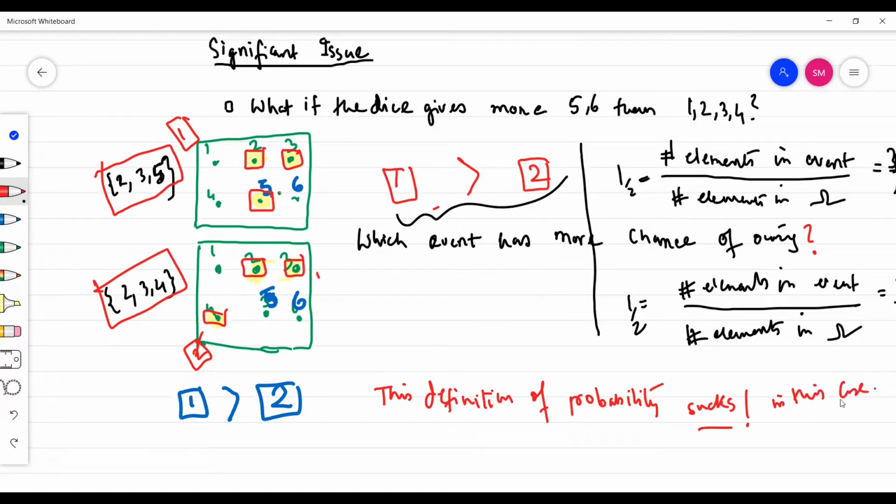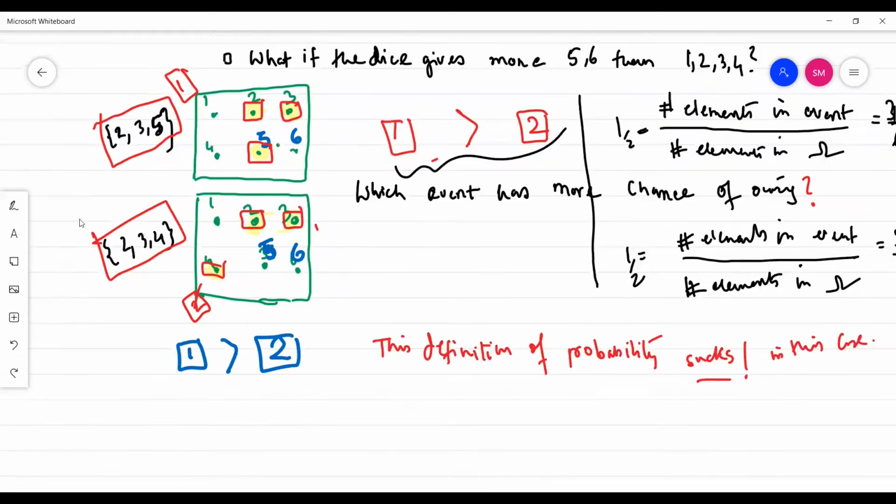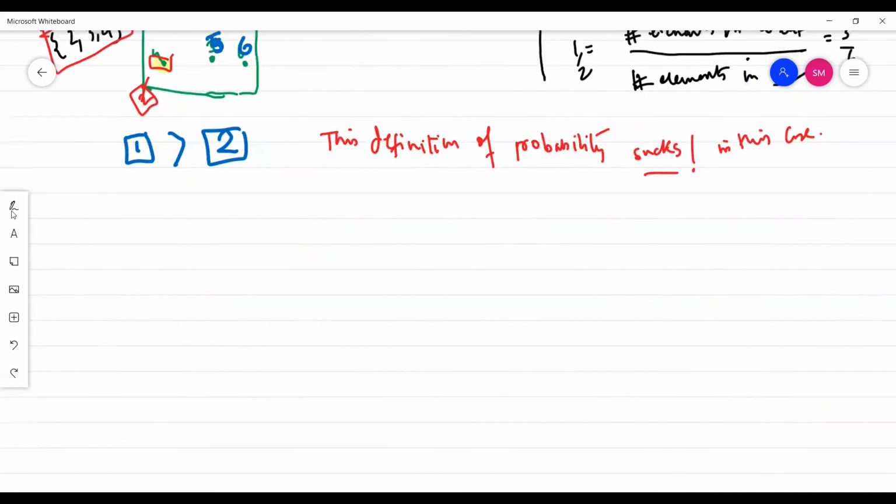So what will we do? We need another definition. We need some other definition. This is called the classical probability approach. So we need something else, and this is where the mathematicians, statisticians and probabilists stumbled for centuries.